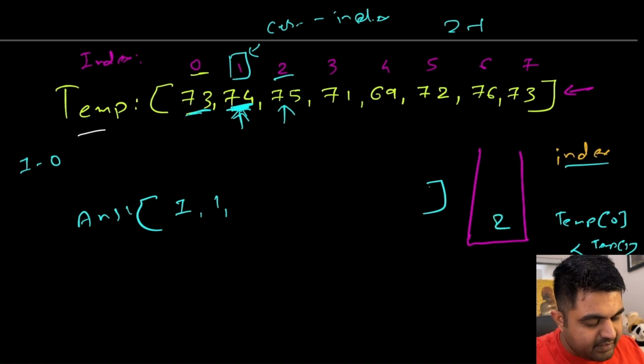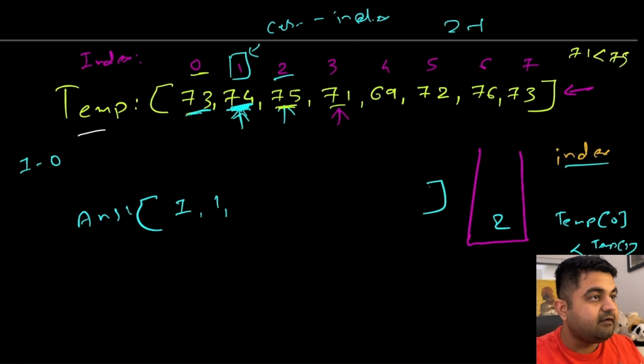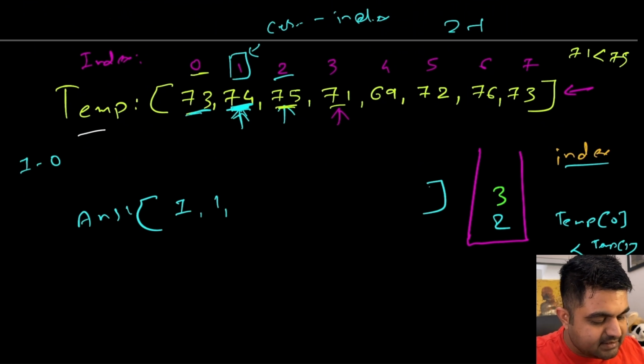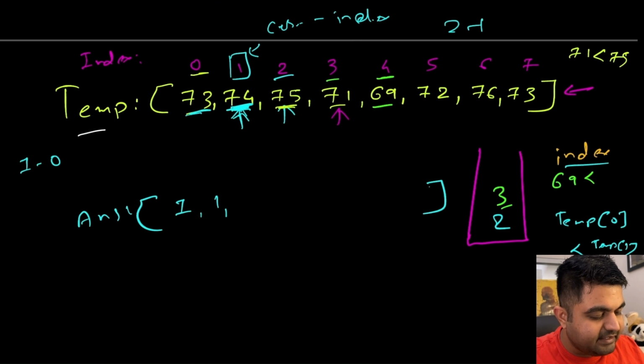Now let's add entry number 2 inside the stack. Okay, now we are at this position 71. So currently 71 is smaller than 75, which means for 75 we have not yet found a warmer day. So we are going to add entry number 3 inside our stack as well. Next we are going to be at position number 4, which is 69. Once again 69 is less than the current top value we have inside the index, which means we haven't found a warmer day for this top element, and we are going to add one more element that we haven't found a warmer day for.